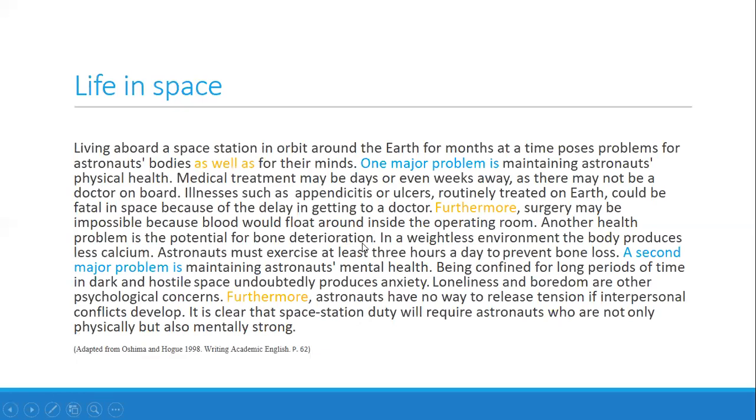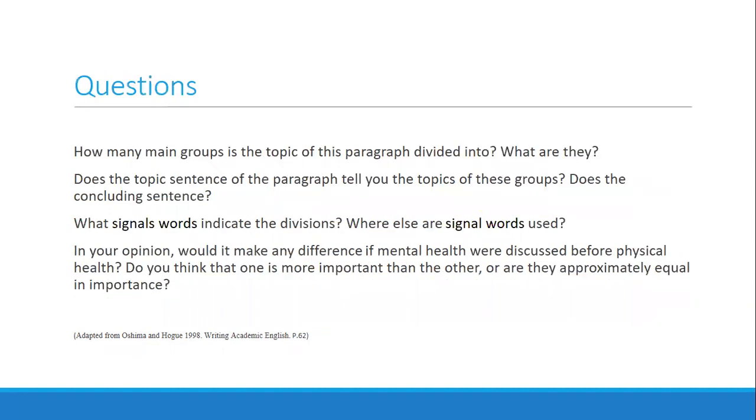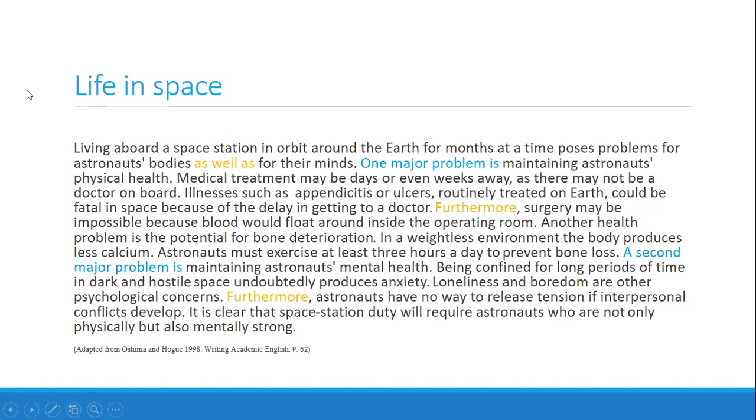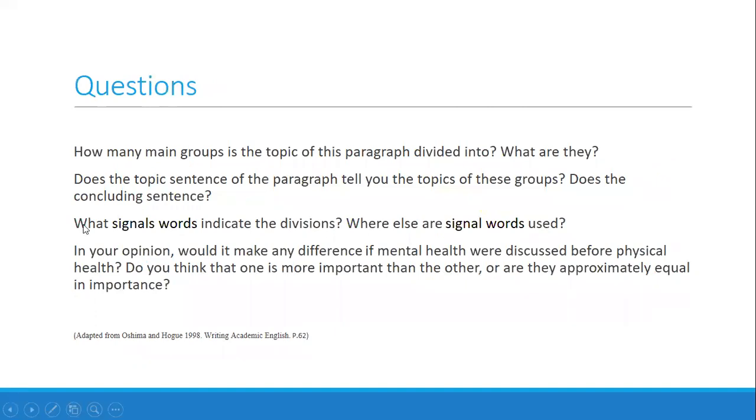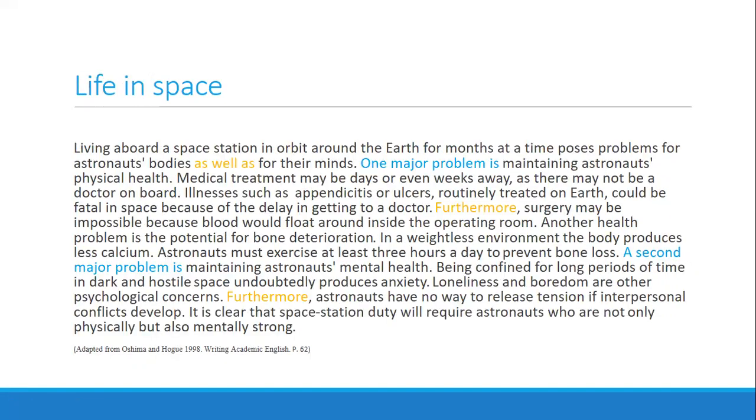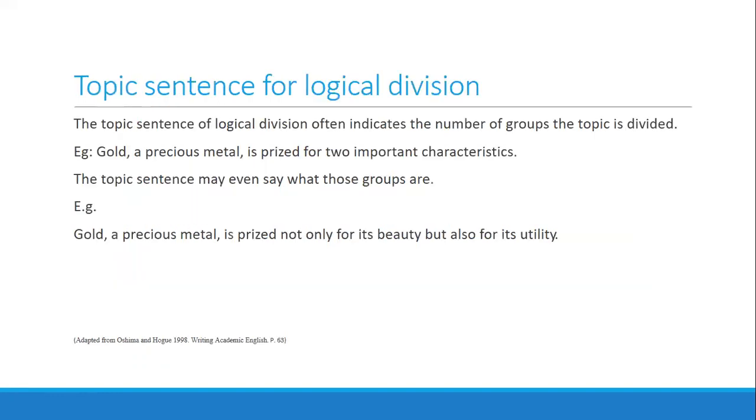What signal words indicate the division? One major problem is, right? It gives you the message that the writer is going to talk about one particular aspect. Then a second major problem is, and then the writer goes on to talk about the second major problem. Where else are signal words used? Words like as well as, furthermore, these are all signal words that the writer has used. As I told you before, they are not used at the beginning of every sentence, but they have been used appropriately. So in your opinion, would it make any difference if mental health were discussed before physical health? Right? That's up to you to decide.